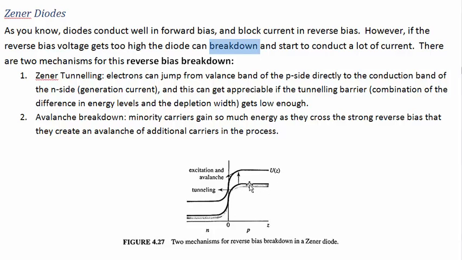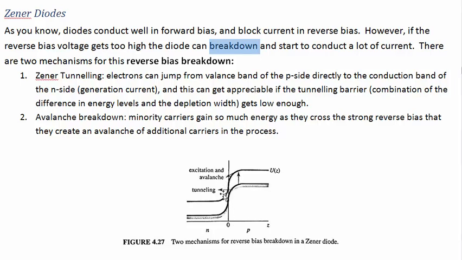The valence band electrons, though, if it's really reverse biased, look at the valence band on the right-hand side: it is actually above the conduction band on the left. So there's this tunneling barrier, which gets thinner as we reverse bias more, where the electrons from here can jump over. This was the generation current that we talked about earlier. It's not normally a big effect until you get into reverse bias.